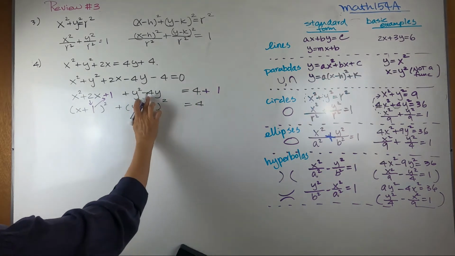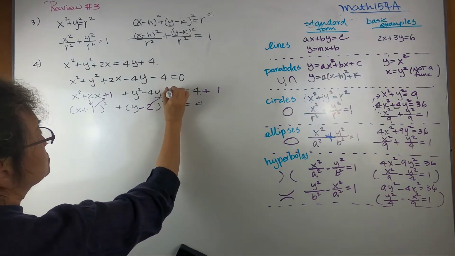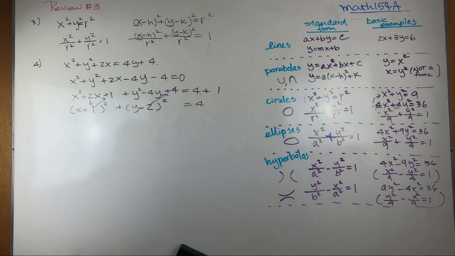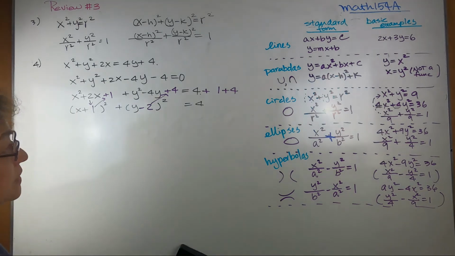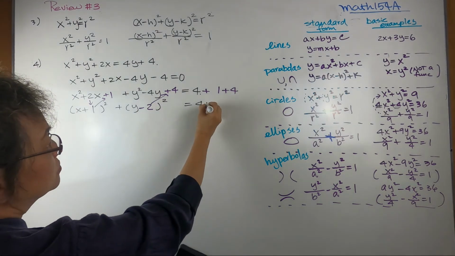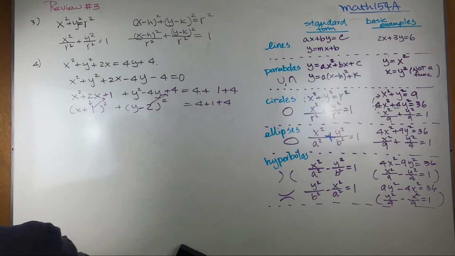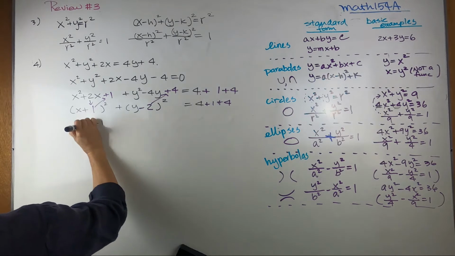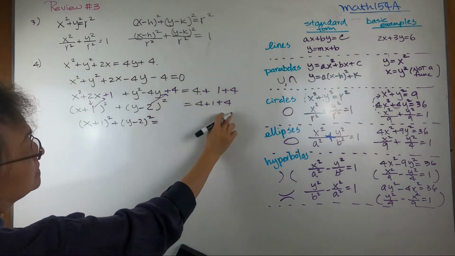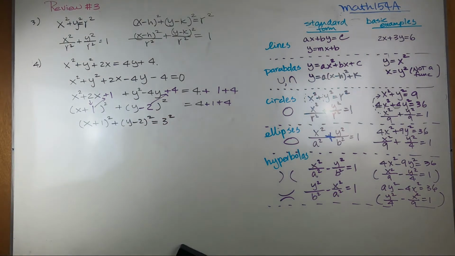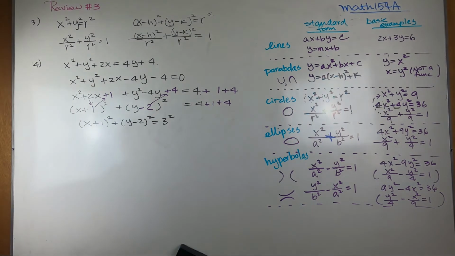And this one is minus 4. Half of negative 4 is minus 2. To complete the square, take negative 2 squared, what is it? 4. So you add 4. Right? So what do we have here? Plus 1 plus 4. So we end up with this equation, x plus 1 squared plus y minus 2 squared equals what? 9 is what? 3 squared. Then now you can see for sure it's a circle.